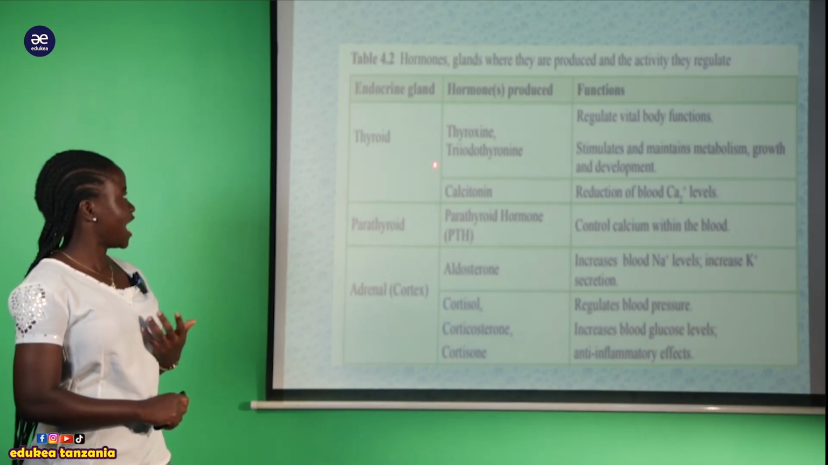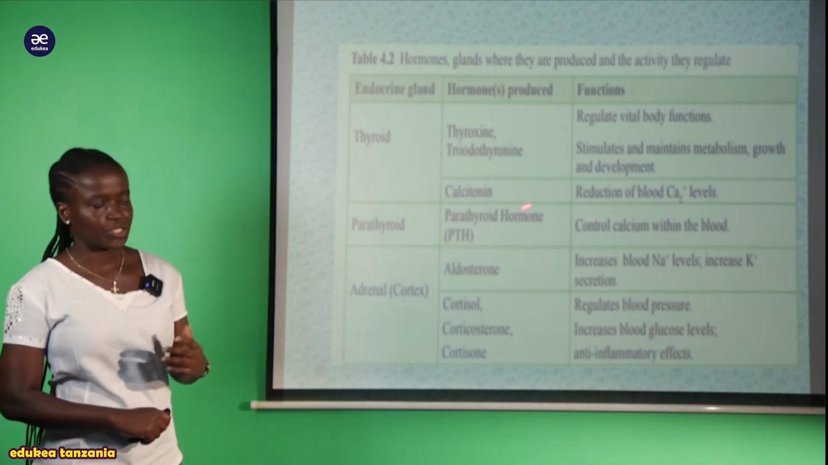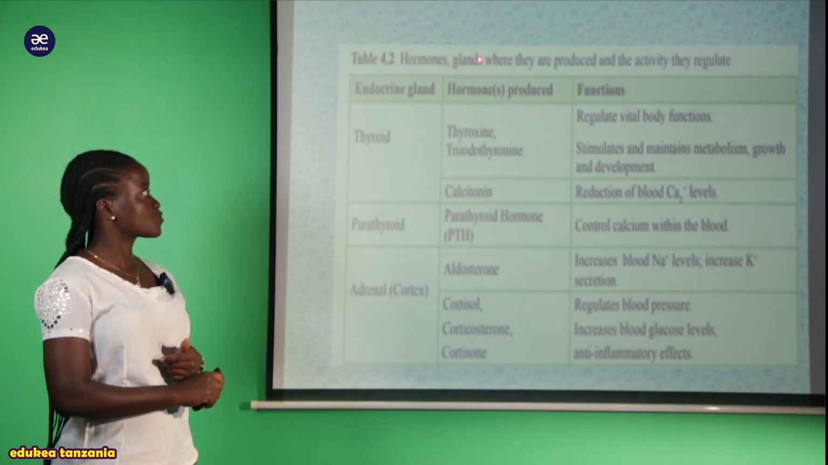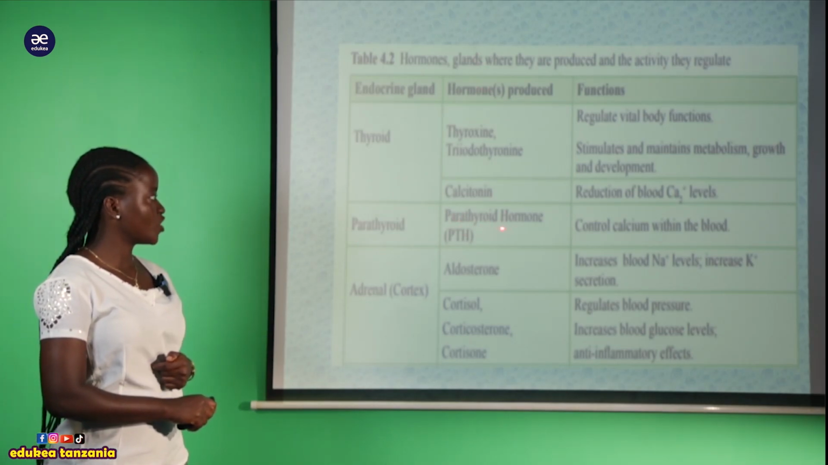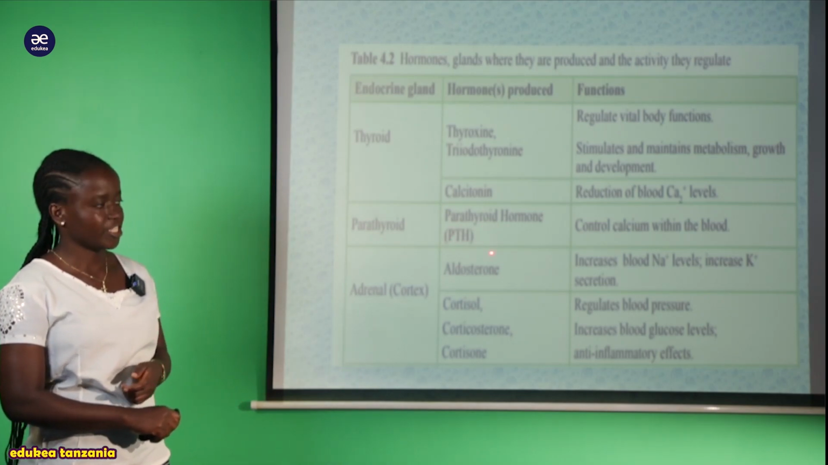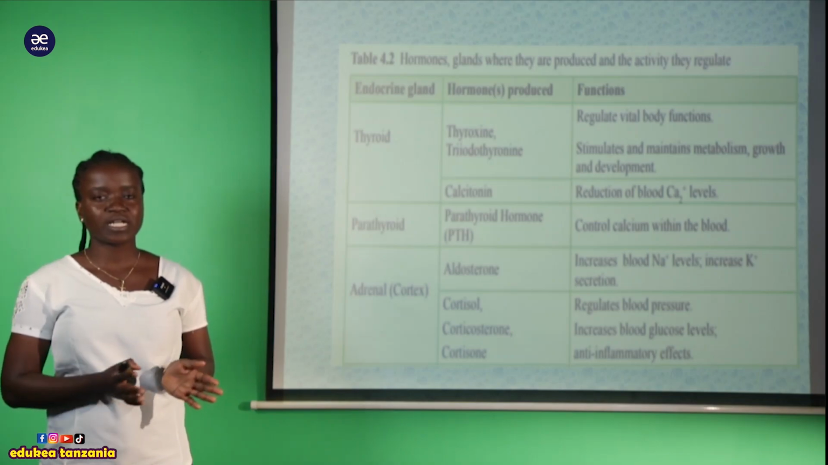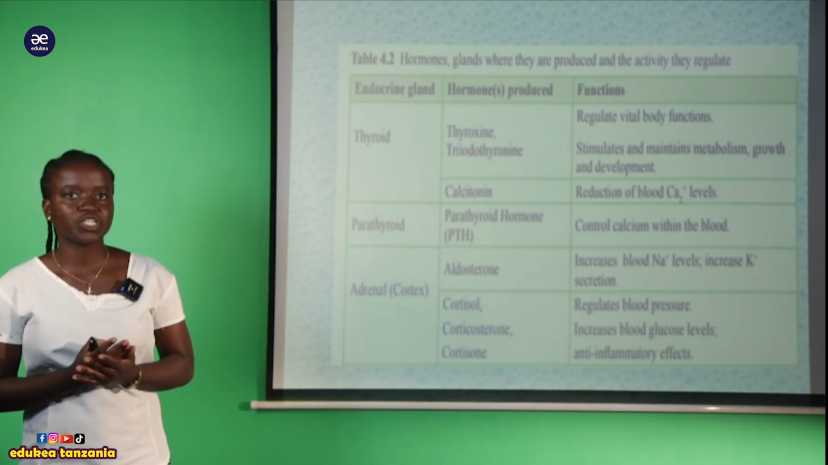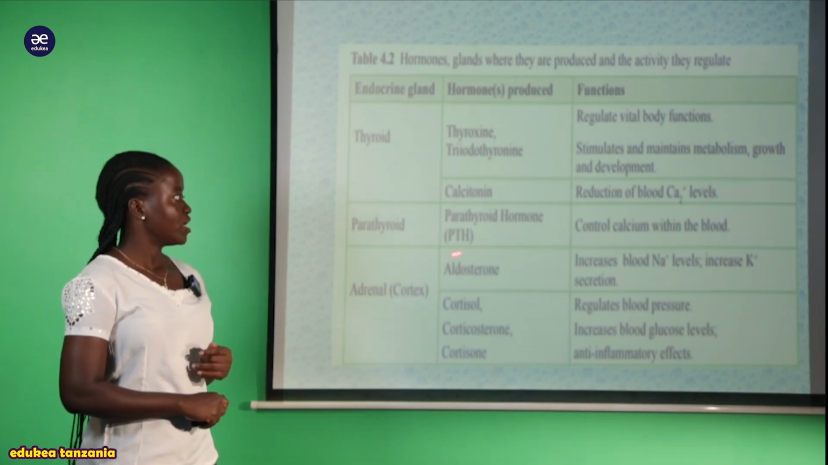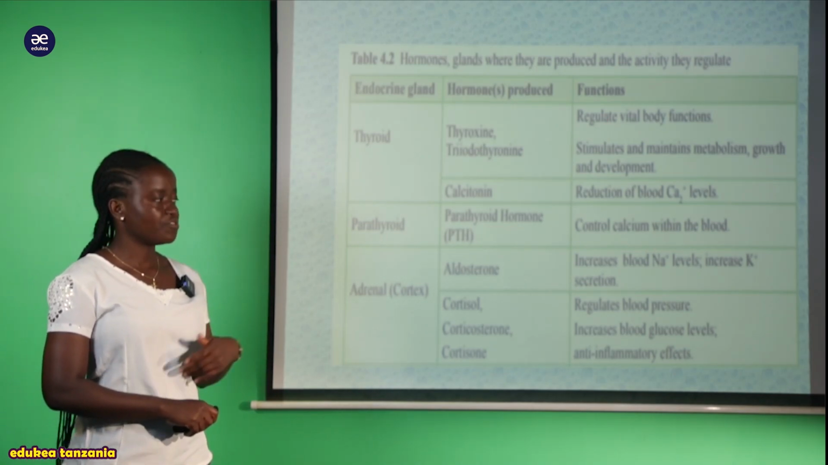And also we have another endocrine gland which is called parathyroid. This parathyroid gland is responsible for production of the hormone called parathyroid hormone, abbreviated PTH. So if you come across these initials PTH, it means parathyroid hormone. This parathyroid hormone also works to control calcium within the blood.